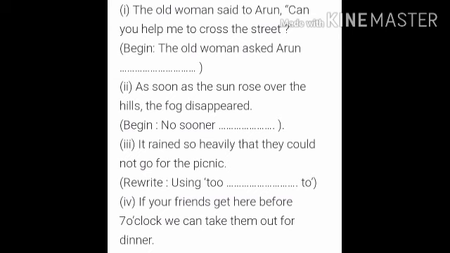The first one: The old woman said to Arun, "Can you help me to cross the street?" Now students, you are asked to begin the sentence with "The old woman asked Arun." So basically you are asked to convert a direct speech into an indirect speech. So how will we write it? The old woman asked Arun.